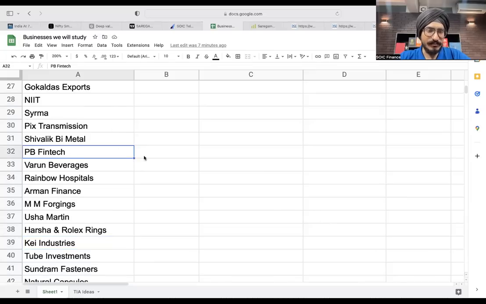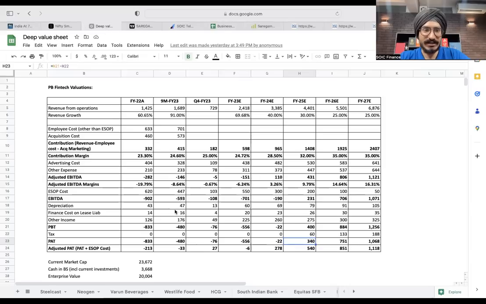Then we can discuss PB Fintech, whose financial model was left over in the valuation webinar. So, just a simple financial model of PB Fintech for those who are interested. I think a lot of people wrote a very good report on PB Fintech. I particularly like to call out Prateek's report. Prateek's report was very good on PB Fintech, and I think you all should read that report. I'll just send it on Telegram because he went into the business details.